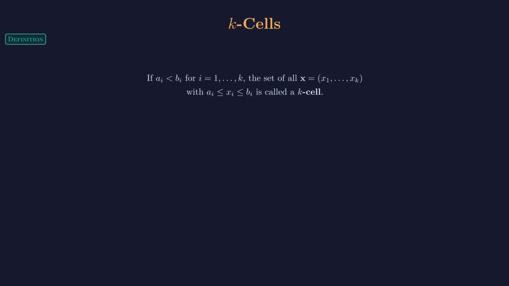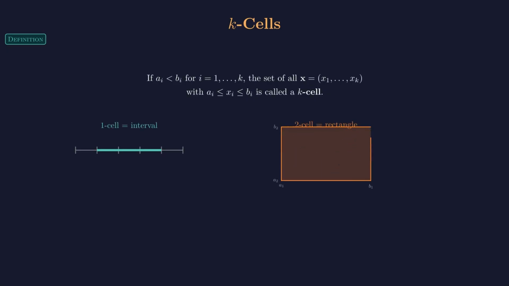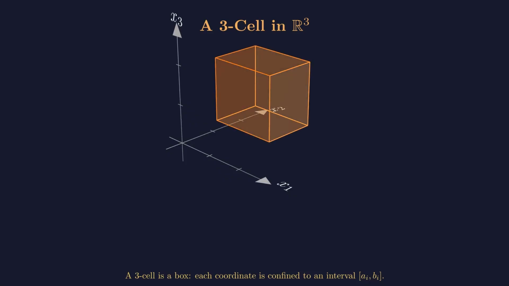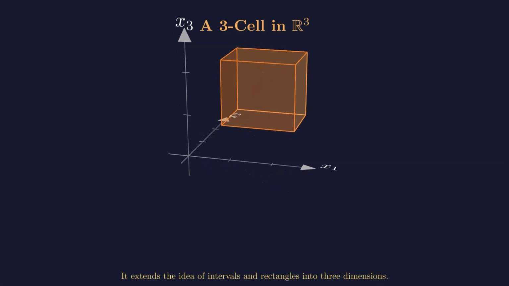A k-cell is a higher dimensional interval. Constrain each coordinate between its own bounds and you get a k-cell. 1 constraint gives an interval, 2 give a rectangle, 3 give a box. And the pattern continues into any dimension. A 3-cell in R3 is just a box. Each of the 3 coordinates confined to its own interval, stacked together into a bounded region of space.